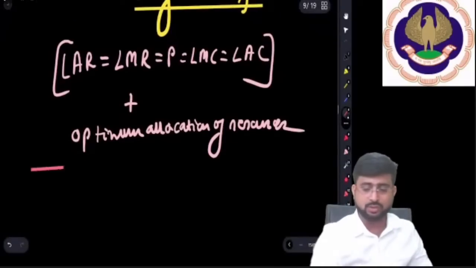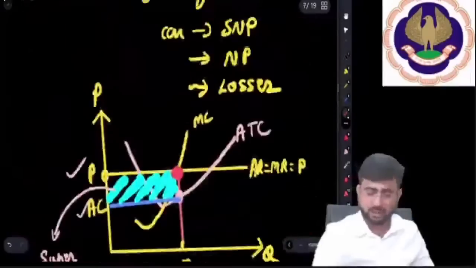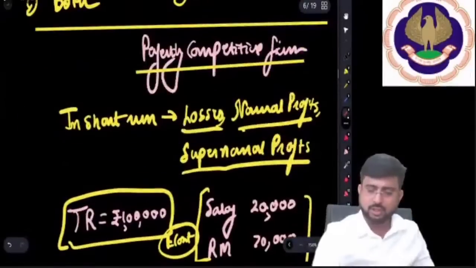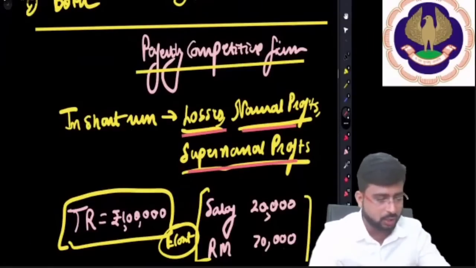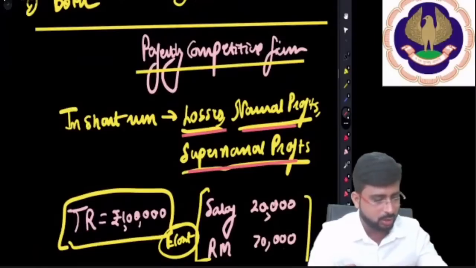So my dear friends, you see, in perfect competition, what we have learned is that in the short run, the firms will be able to make losses, earn normal profits, or earn supernormal profits? Okay, yes sir. Go ahead sir.